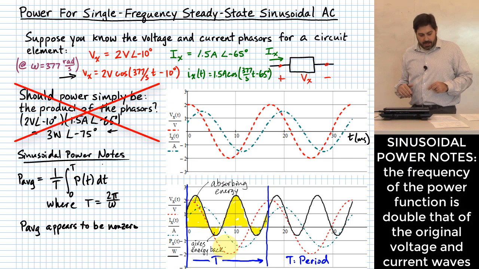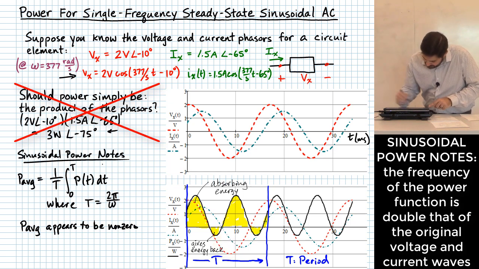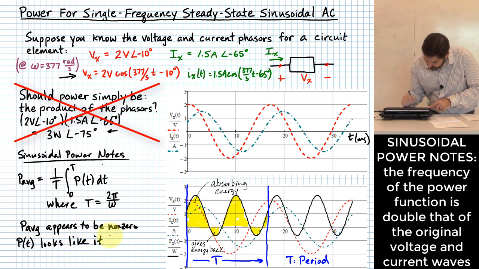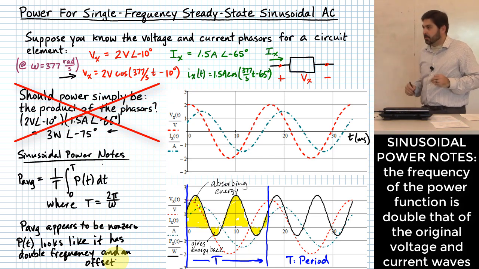Let me make one other note here. This p of t function looks like it has double the frequency and an offset. When I say offset, I'm talking about a vertical offset of this curve, but it also looks like the thing has double the frequency.